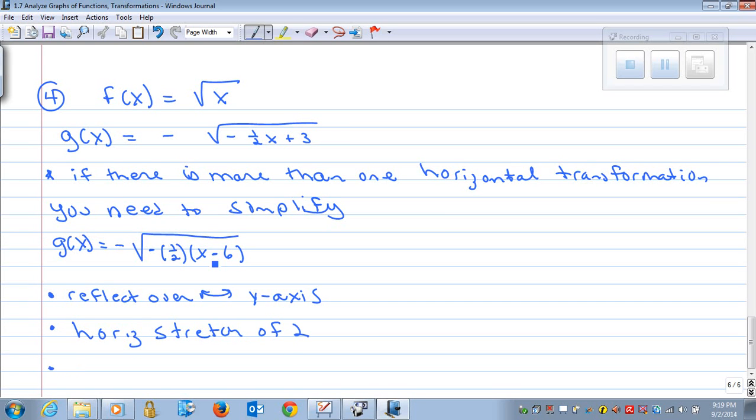And then we have x minus 6, so again it's with x. It's the opposite of what you think, so we're actually going to go right, shift right 6. And then finally the negative in the front, I'm going to write it over here, is we're going to have a reflection. And that would be vertical, and so that would be over the x-axis. And that would be the order in which you would have to do your transformations.